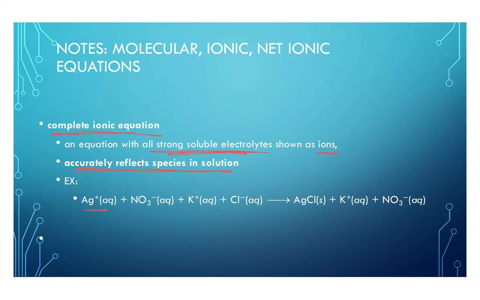Nitrates are highly soluble, so we're going to go ahead and separate that out. Potassium chloride: potassium salts are highly soluble, so potassium chloride gets broken down into its ions. After the reaction, we've got silver chloride, which is insoluble, so as it's a solid, it will stay together. And then we end up with potassium nitrate, which again is a nitrate, so that is going to be broken down into its ionic components.